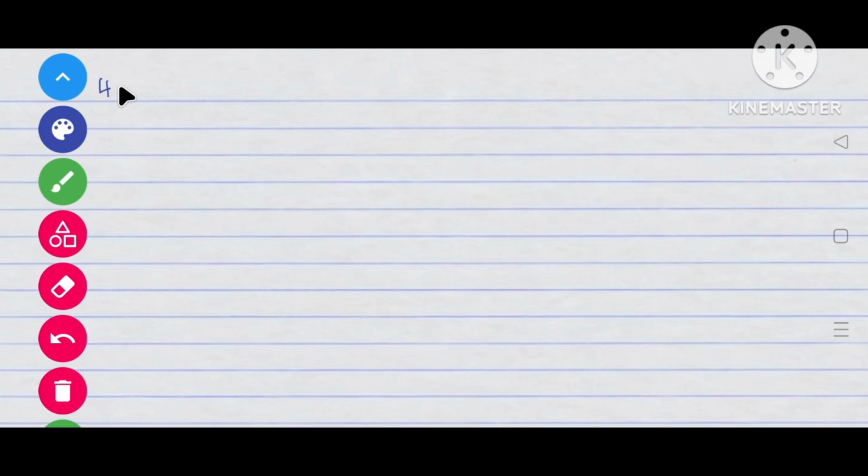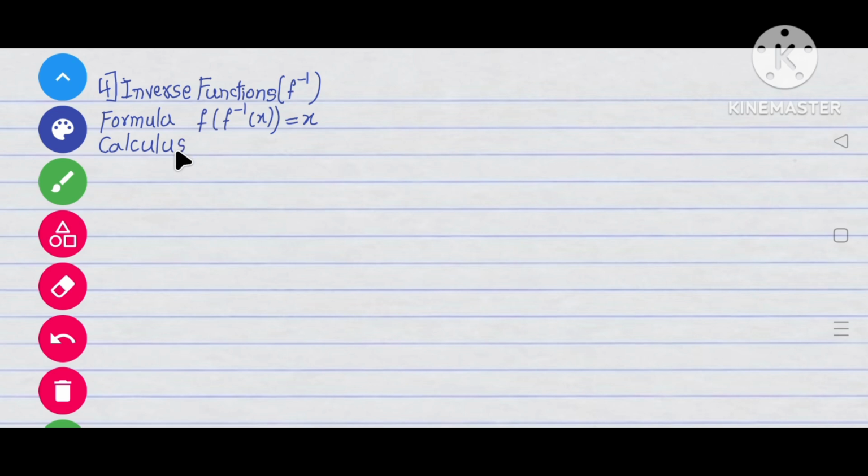Today we will discuss the inverse function, f inverse. The concept formula: f of f inverse of x is equal to x. It is mostly useful in the calculus part. A frequent JEE advanced trick is to find the derivative of the inverse function without actually finding the inverse function itself.